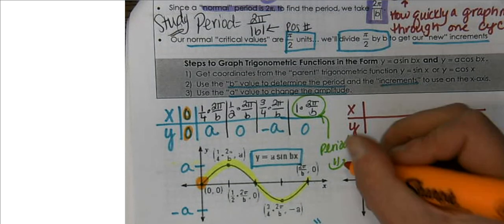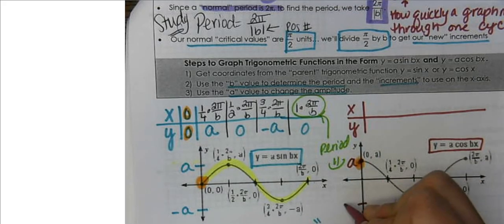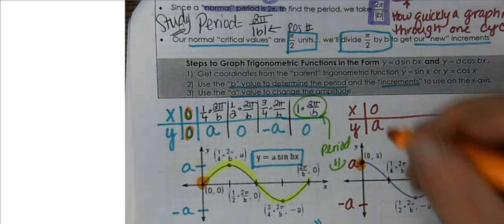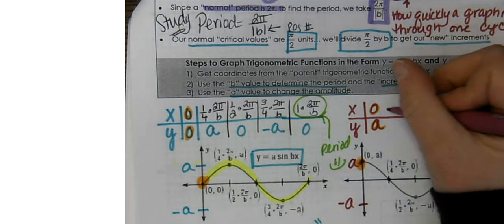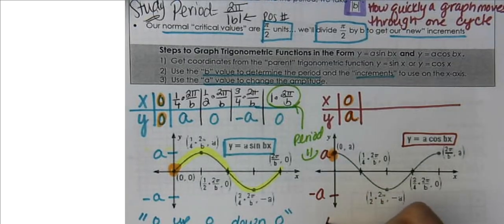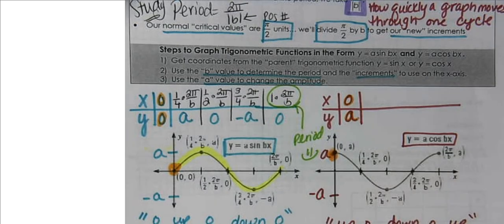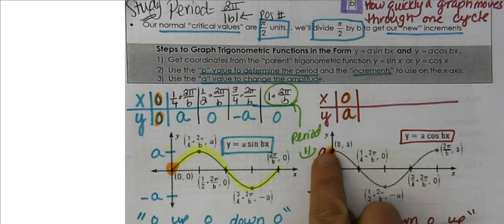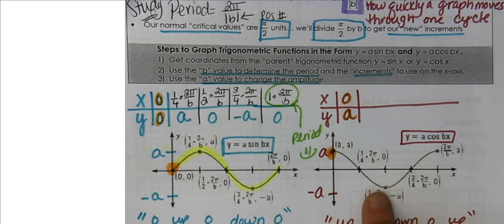It does not start at 0, 0. It starts up. And our a value is going to be right here with our minimum being at negative a. So 0, a is where we start with cosine. And then it's going to follow its own pattern of up, 0, down, 0, and then back up again. And so that is our pattern for cosine. And once again, I want you to notice that going around the circle, or going through one cycle, we go 1/4 of the way, half, 3/4, and then all the way.